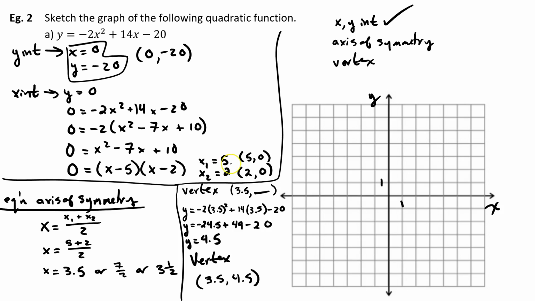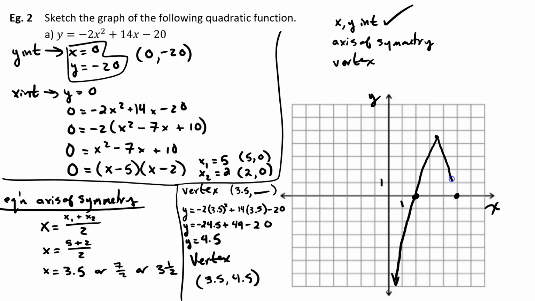So if I were to plot my x-intercept, I go 1, 2, 3, 4, 5. There's one of my x-intercepts, and 1, 2. And my vertex is at 3.5, so 1, 2, 3.5, and 4.5, right here. We know that it will not cross the y-axis because it doesn't cross until (0, negative 20). So when I draw my parabola, I want to make sure that it doesn't cross.